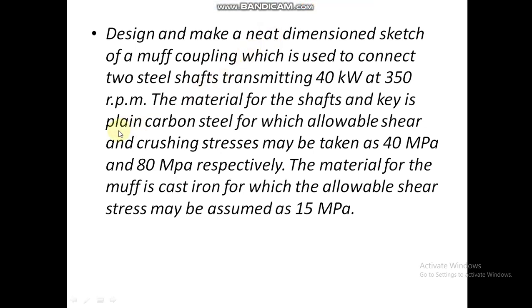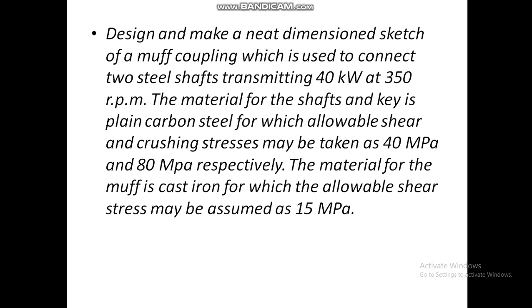Good morning, students. Today we will discuss an important numerical from design of muff coupling. So let's see the statement. Design and make a neat dimensioned sketch of a muff coupling which is used to connect two steel shafts transmitting 40 kilowatt at 350 rpm.